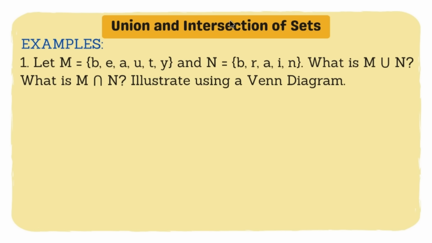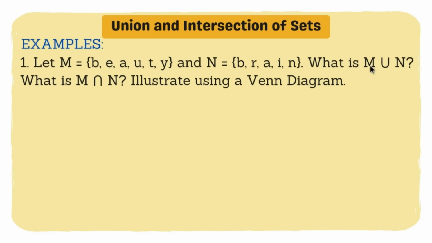Okay, let's have more examples on union and intersection of sets. Okay, let's have here number 1. Let me read. Let set M equal to the letters of the word beauty. All right, or it consists of elements B, E, A, U, T, and Y. And set N is equal to the elements of the letters of the word brain. Okay, or with the elements B, R, A, I, and N. What is M union N? What is M intersection N? And illustrate using a Venn diagram.